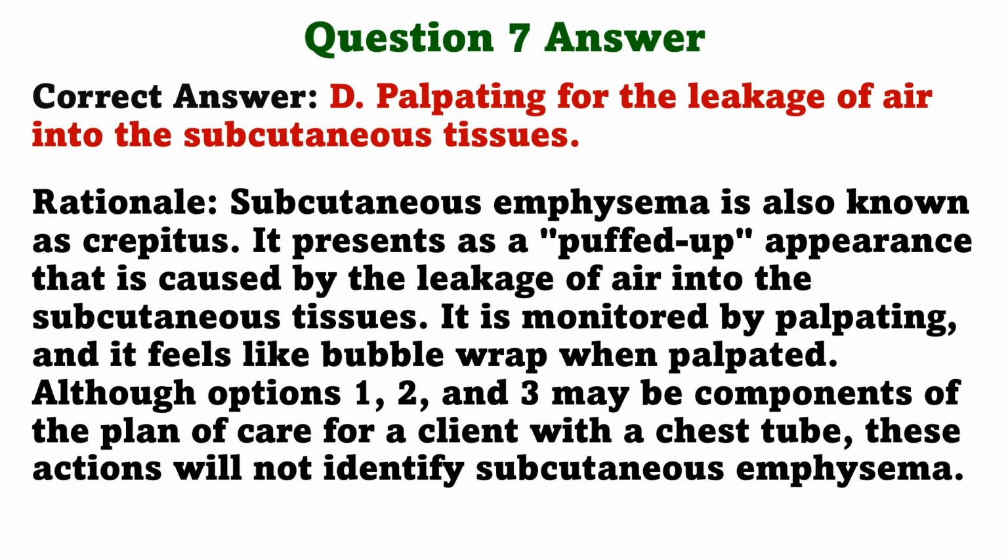The correct answer is D. Palpating for the leakage of air into the subcutaneous tissues. Rationale: subcutaneous emphysema is also known as crepitus. It presents as a puffed-up appearance that is caused by the leakage of air into the subcutaneous tissues. It is monitored by palpating, and it feels like bubble wrap when palpated. Although options A, B, and C may be components of the plan of care for a client with a chest tube, these actions will not identify subcutaneous emphysema.